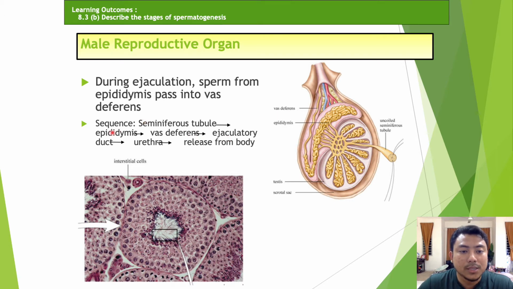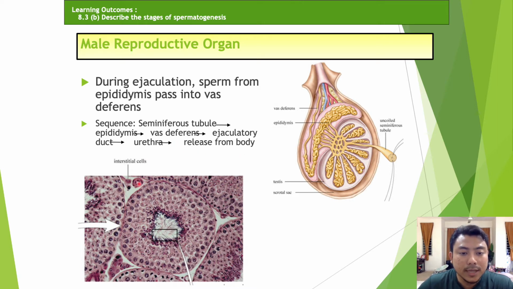So here is the sequence. The journey of the sperm cell starts with the seminiferous tubule, and then it will go into the epididymis, and then to the vas deferens, and then through the ejaculatory ducts, and then finally from the urethra it is released from the male body.